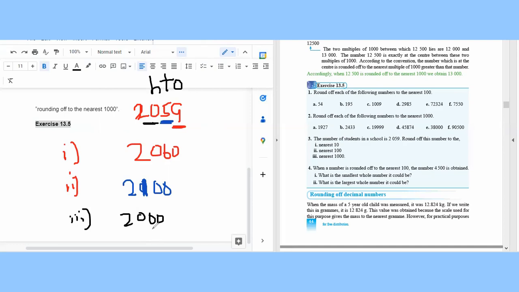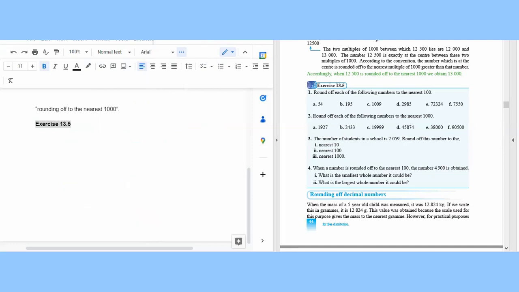Next question. When a number is rounded off to the nearest 100, the number 4500 is obtained. What is the smallest whole number it could be? So 4500 means to the nearest 100. So to the nearest 100 means the previous 100. So the previous 100 would be 4400. So let's check the middle value. So middle value will be 4450.